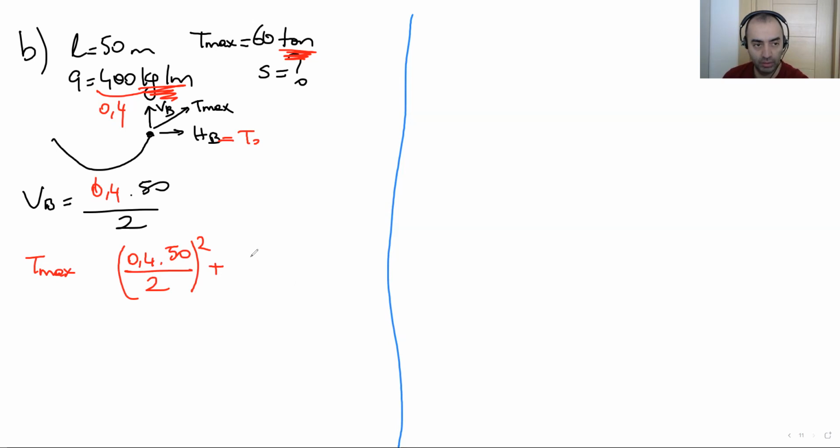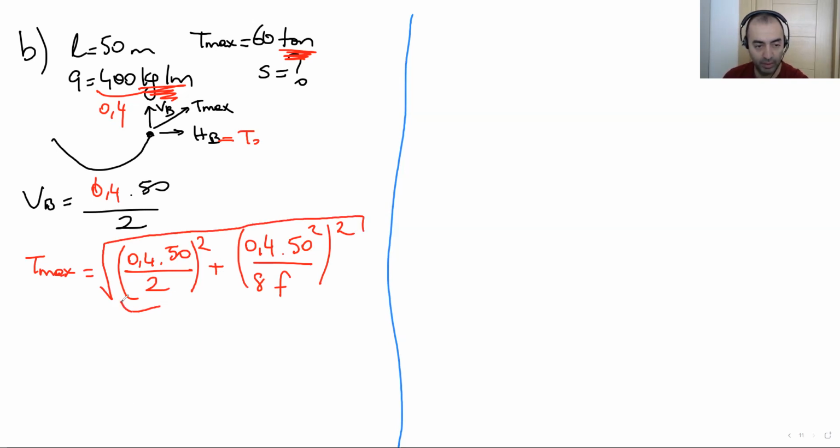Q times F. Tmax. So what is this part? This is the vertical B. This is the horizontal B. So Tmax is actually given in the question, which is 50.